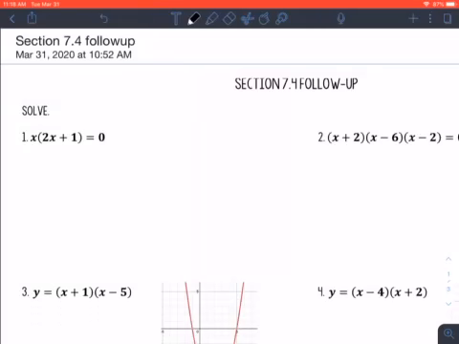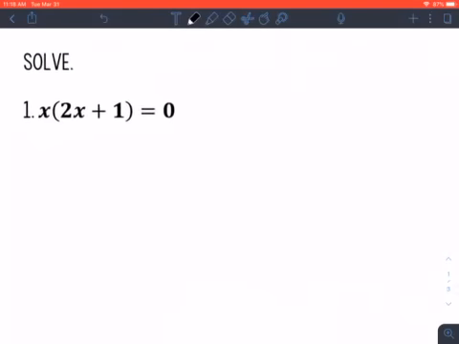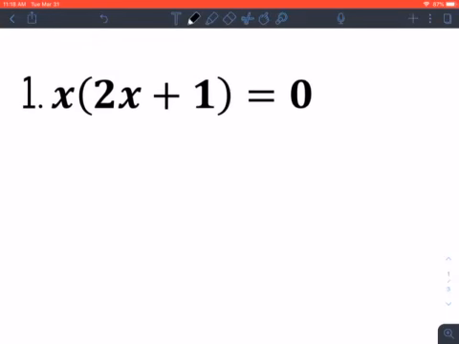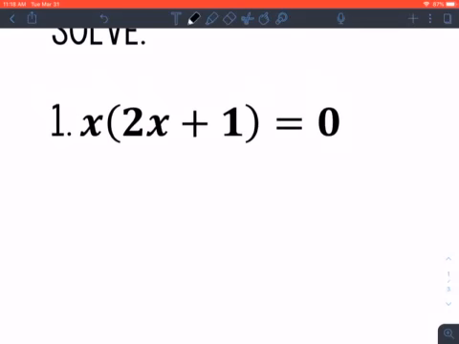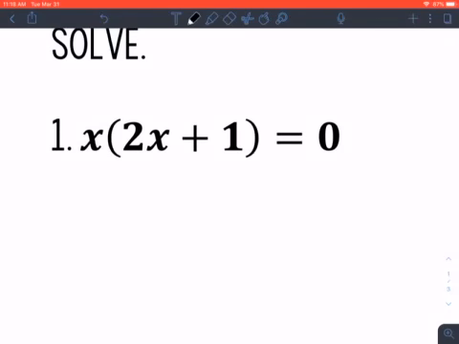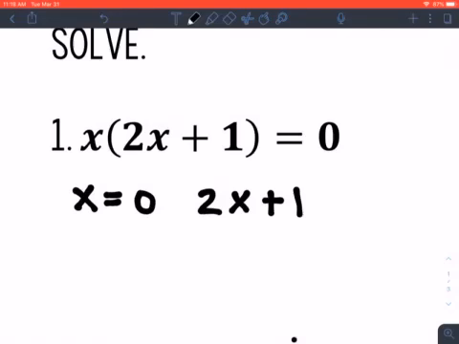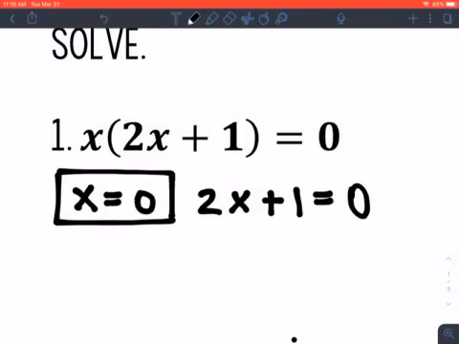From section 7.4. So if we look at problem number 1, we're asked to solve. If we go through that checklist that we had in our notes, it's in factored form and it's already set equal to 0. So all we're going to do is set each factor equal to 0 and start solving. So I need to say x is equal to 0 and 2x plus 1 is equal to 0. I already have this solved completely, so one of my answers is x equals 0.